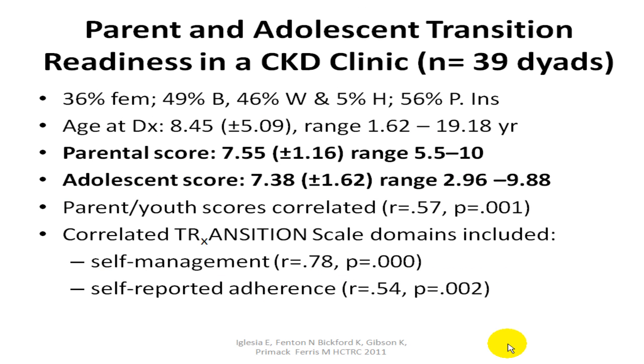Here's what we're learning so far, fresh out of the oven. We have 39 patient-parent dyads, and we have learned that the parent score is very similar to the adult score. This is somewhat of an eye-opener because you would think that the parent should have a 9 or 10. You would think that the parent should know the kid's medications and diagnosis, and truly it's an eye-opener for us. We have much work to do. We did learn that in terms of self-management and self-reported adherence, the parent and the child correlate very, very well.